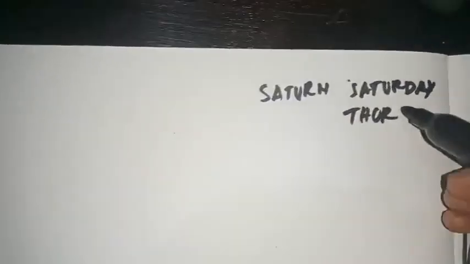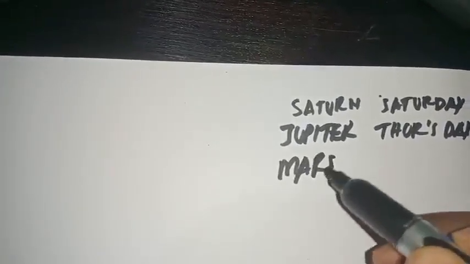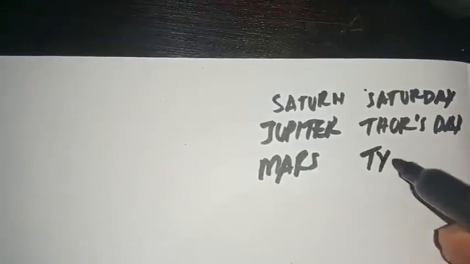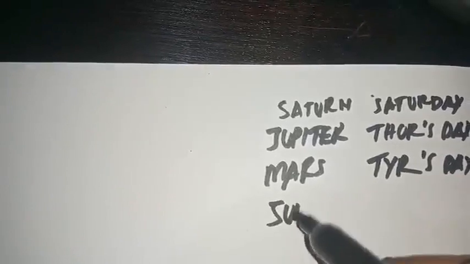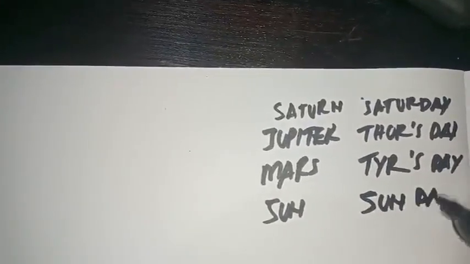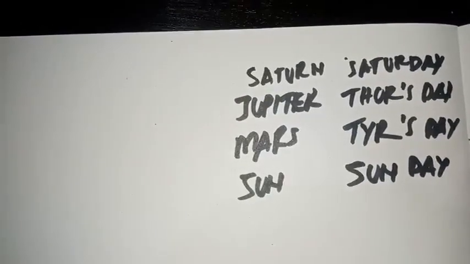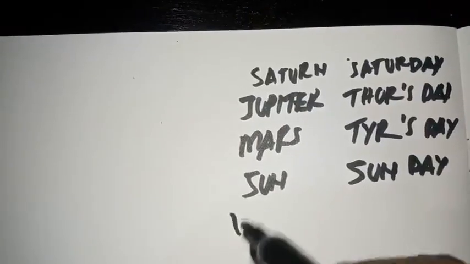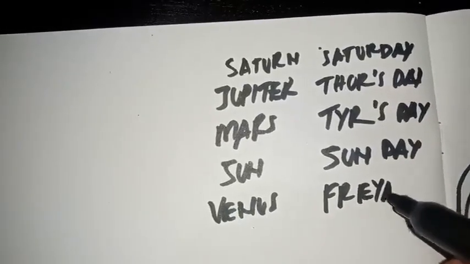Jupiter, in Norse mythology, is attributed to Thor. So Thor's day is Jupiter, which is Thursday. And then we go to Mars, which is attributed to the Norse god of war, Tyr. So it is Tyr's day, that is Tuesday. And then Sunday is straightforward: the Sun is Sunday. Venus is attributed to Aphrodite, or in Norse mythology, Freya. Freya's day. You remember the ice princess? Freya's day.